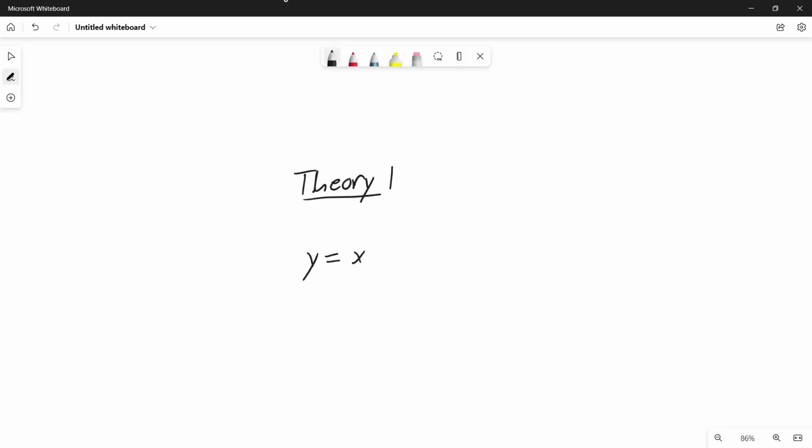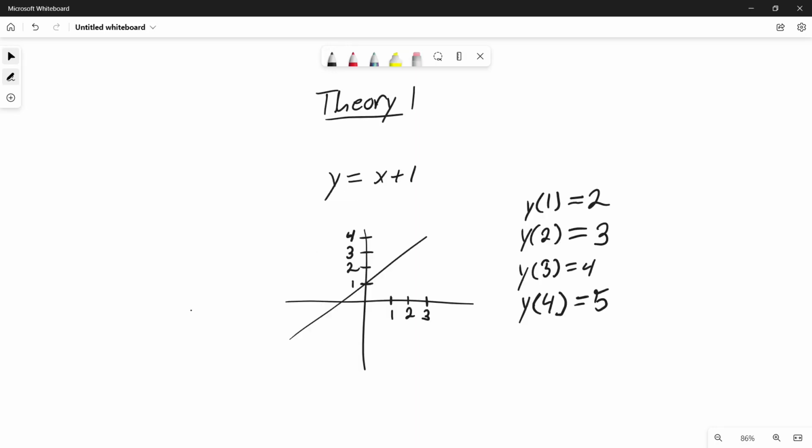In essence, Riemann sums approximate the area under a curve. Take for instance the function y is equal to x plus 1. This function has the following graph. Now I know what you're thinking, these lines do not look straight at all. And you're completely right, this is not drawn to scale. But it'll serve for the purpose of this example.